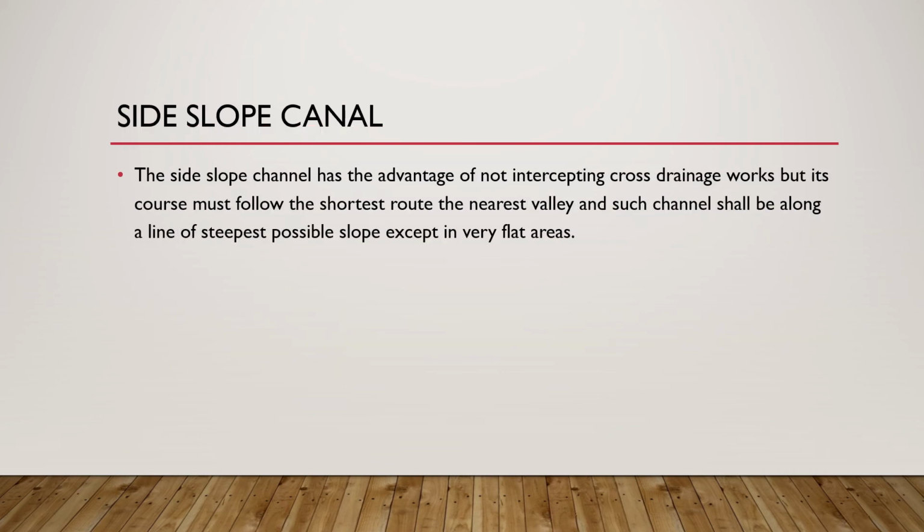One of the advantages of this side slope canal is that it is not intercepting any cross drainage works, but the course through which it is moving should be a short route, so that it reaches the nearest valley, and such a channel should be along a line of steepest slope. You understand what a steepest slope is: the slope without any rough edges is called the steepest possible slope, and it should not be in very flat areas. Okay, you understand what a side slope canal is.